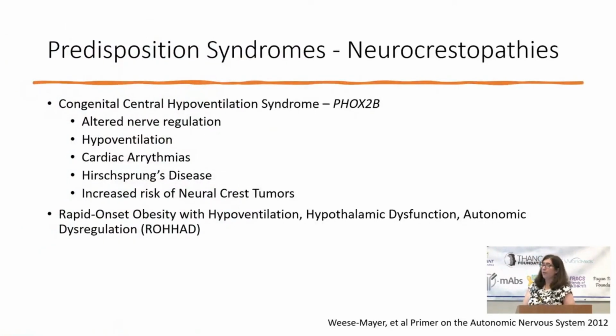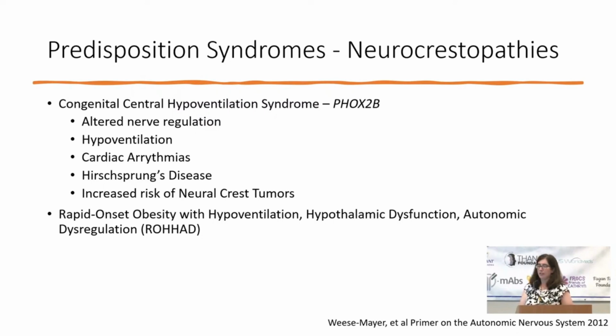So we'll go through a couple of the predisposition syndromes that can exist. First, here we mention a group called neurocristopathies. So this is a series of types of syndromes and patients who may have a number of types of medical concerns even beyond their tumors.